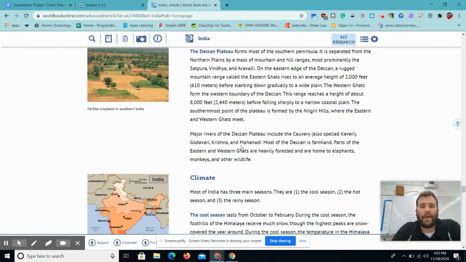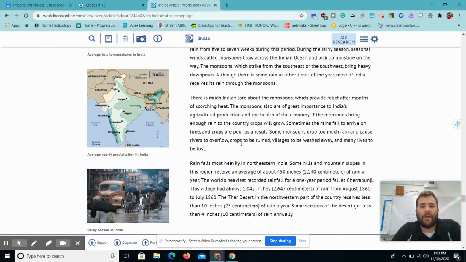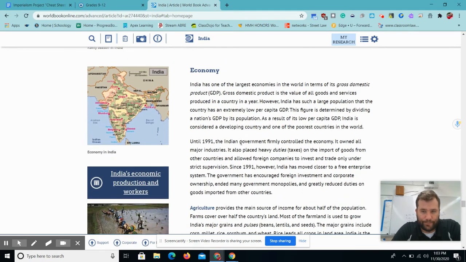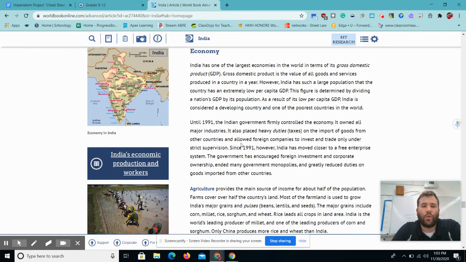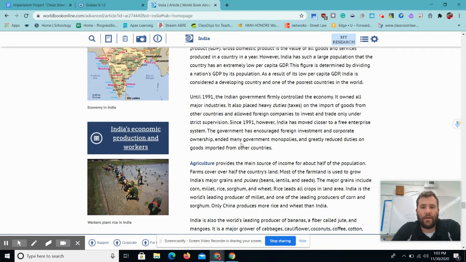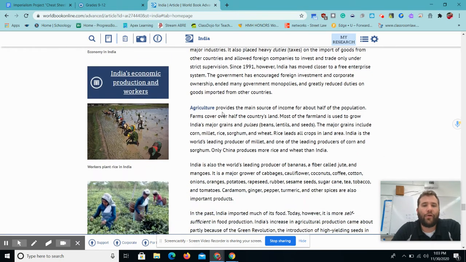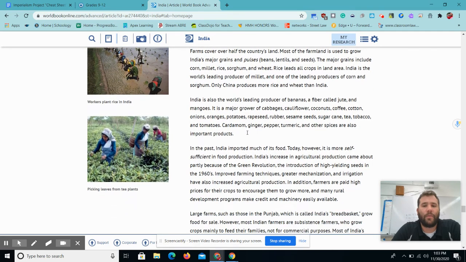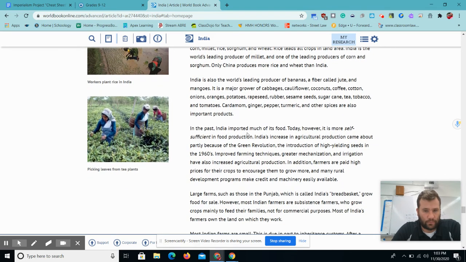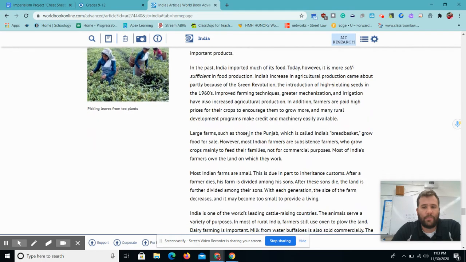The land, again, I don't care too much about that. Climate, I don't care about that much right now. The economy. All right, so what are the things that they sell today? Agriculture provides the main source of income for about half the population. Most of the farmers grow India's major grains, beans, lentils, and seeds. The major grains include corn, millet, rice. So you could say they grow crops still today. That might be something to write down.